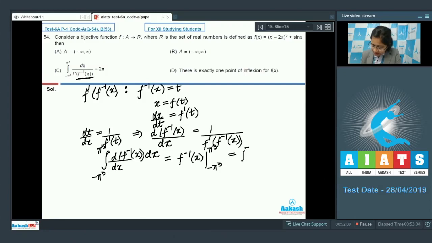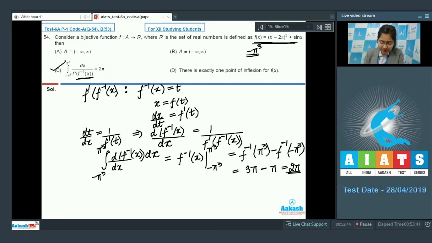That is, it will be equal to f inverse π cube minus f inverse minus π cube. Now it means that the value of this is equal to π cube. Putting it equal to π cube, we will see that the value of x will be equal to 3π, right? So its value will be 3π minus. Now when we put it equal to minus π cube, then we will get x equal to π. So it is π. So the integral will be equal to 2π. So we can see that option number C is the correct answer.